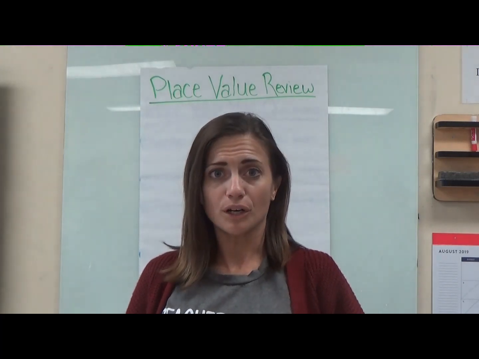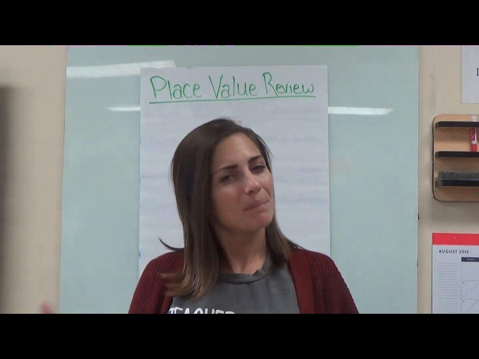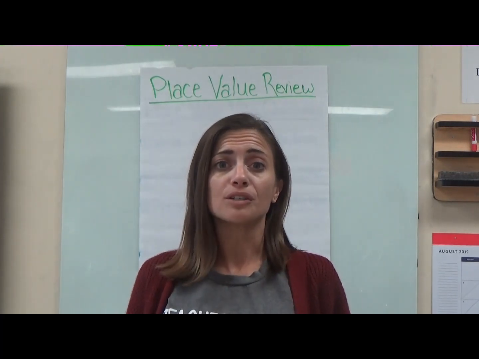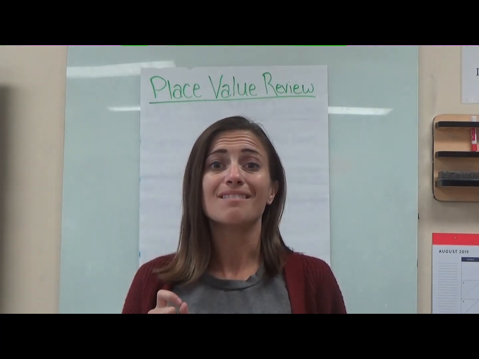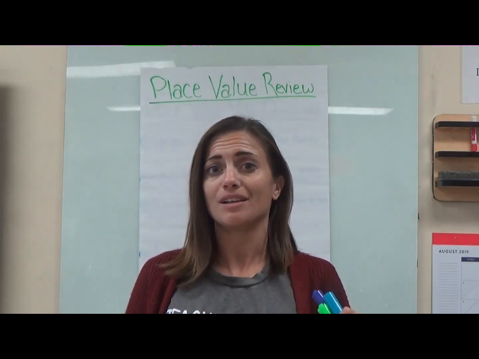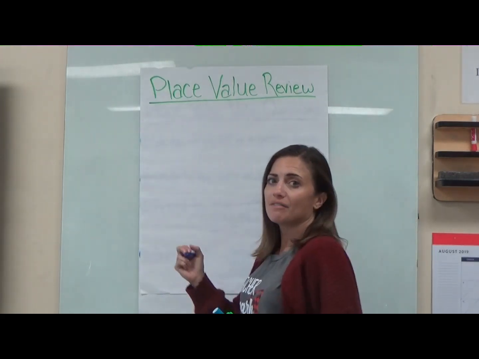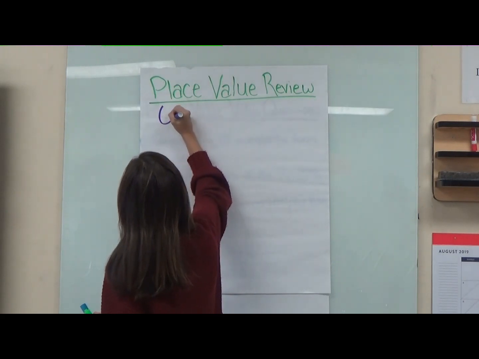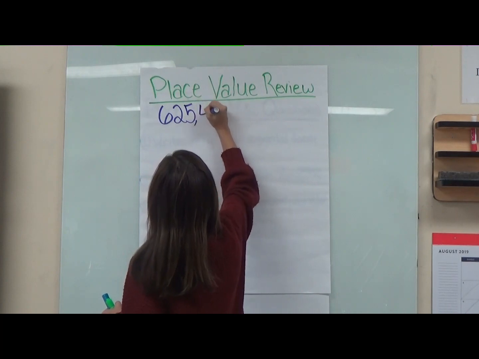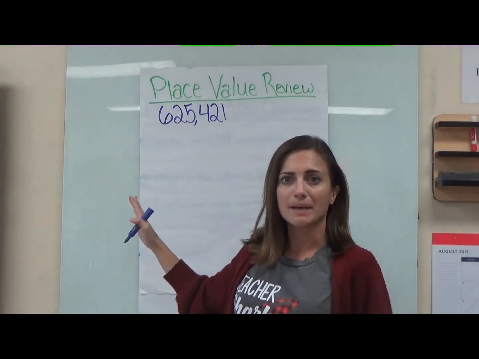So the first thing we're going to review with our place value is how to write a number in expanded form. We know how to write our standard form. Word form is just writing out the words, but expanded form actually uses the value of the number to stretch it out and show the value of each place value instead of the whole number. So let's look at an example. If I have the number 625,421, and I want to convert this to expanded form.